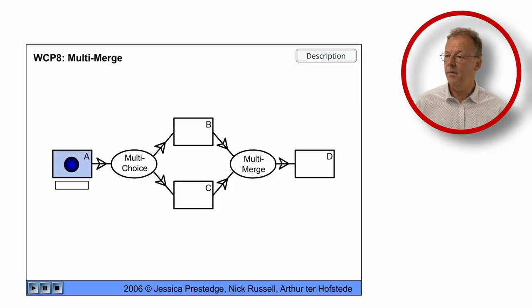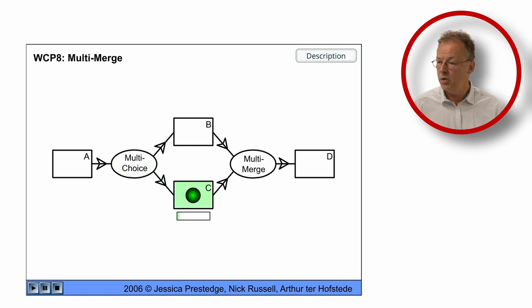So here, the multi-merge, after task E, we choose task B, the upper branch, and then we go directly to task D. In the second case, after task A, we choose the lower branch and the multi-merge goes directly to task D.